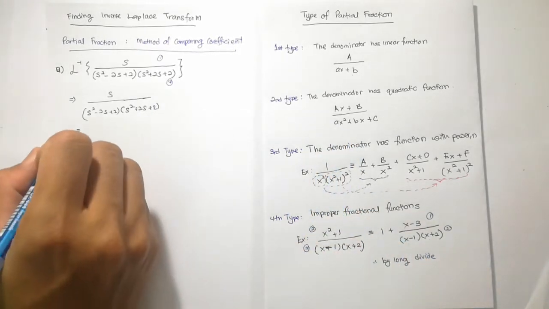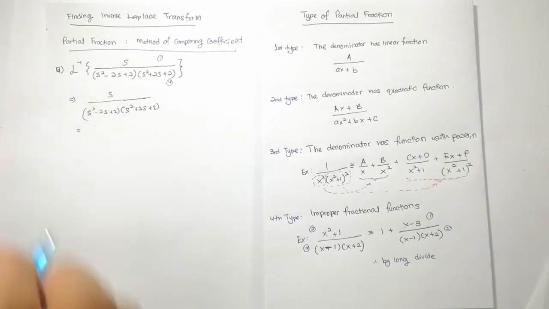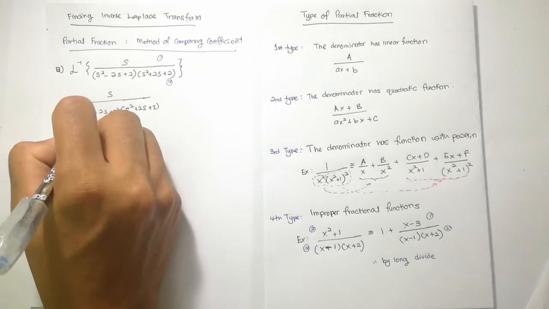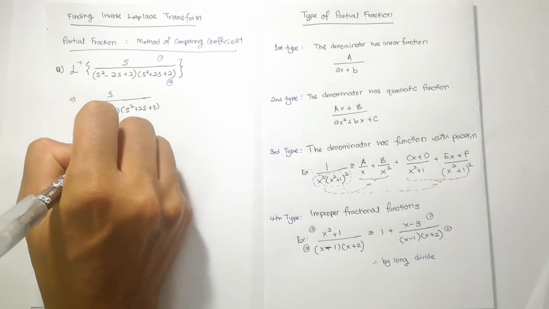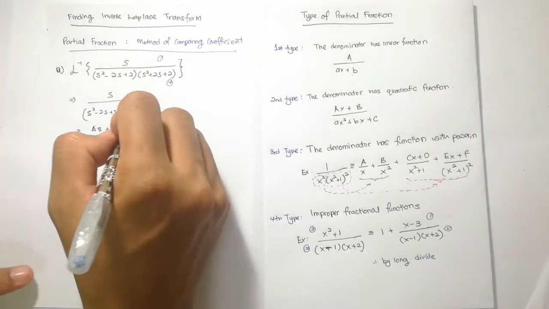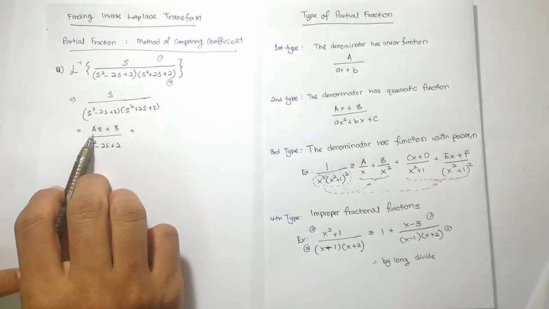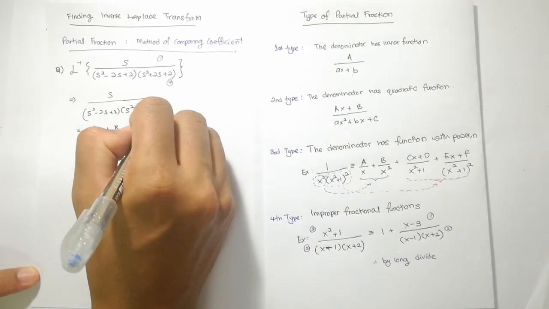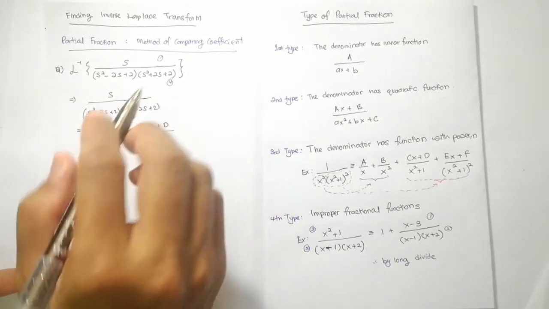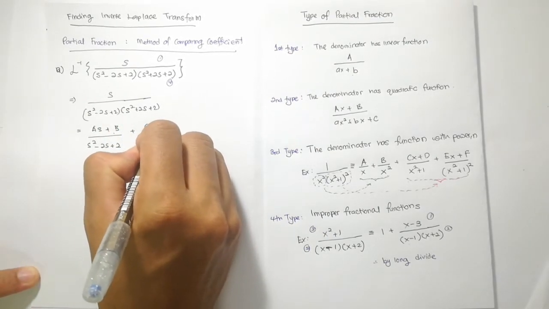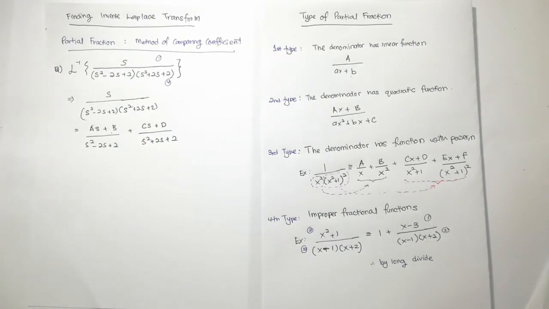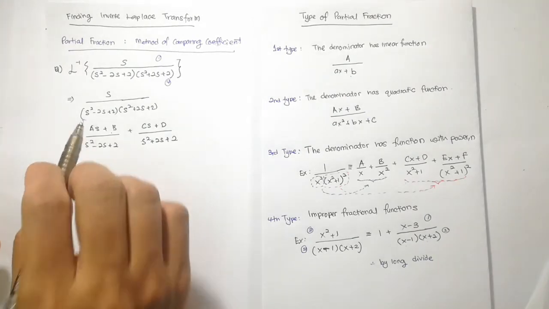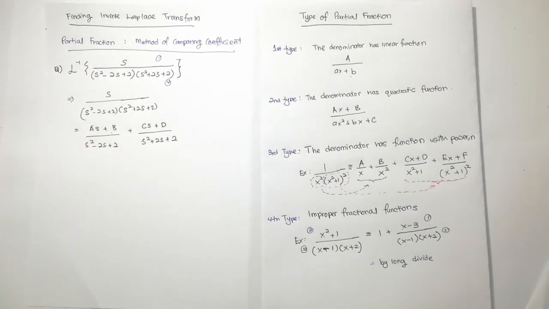So for this partial fraction, we will have A s plus B divided by s squared minus 2s plus 2, and then plus, since we have used A and B, the next one will be C s plus D over s squared plus 2s plus 2. The next step is that we will use the method of comparing coefficients to find the values of A, B, C, and D.